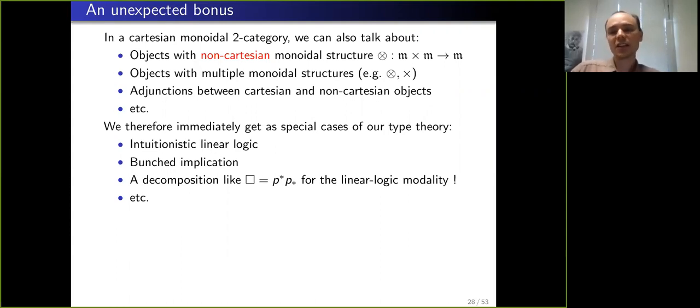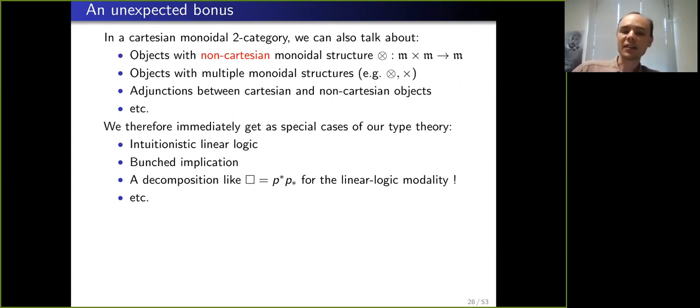So linear logic is basically the type theory, intuitionistic linear logic is the type theory of a symmetric monoidal structure. Ordered logic is the type theory of a non-symmetric monoidal structure. Bunched implication is the type theory of a category or an object with a symmetric monoidal structure and also a Cartesian monoidal structure that are not otherwise related.